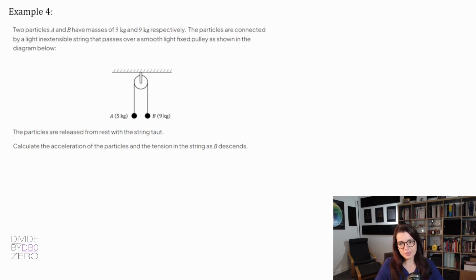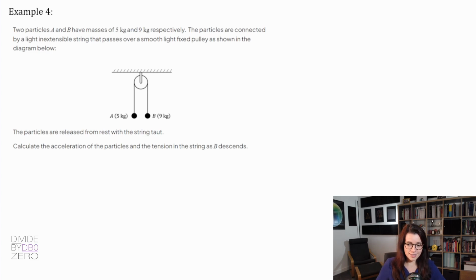Example 4. Two particles A and B have masses of 5 kilograms and 9 kilograms respectively. Particles are connected by a light, inextensible string that passes over a smooth, light, fixed pulley, as shown in the diagram below. The particles are released from rest with the string taut. Calculate the acceleration of the particles and the tension in the string as B descends.